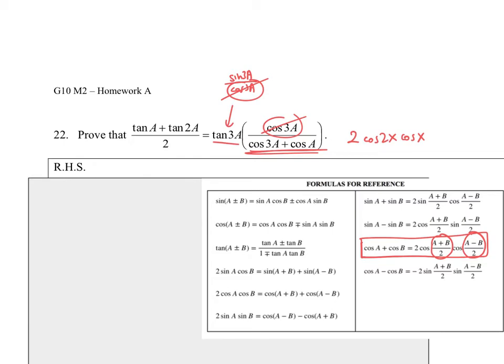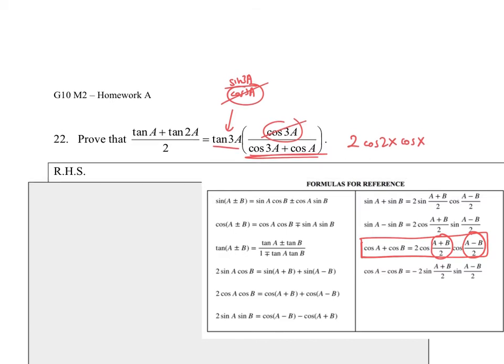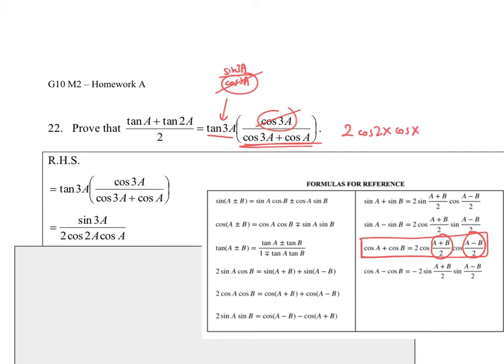So just now I already analyzed to you the right hand side. You can see that the tangent 3a and the cosine 3a can be simplified. So it is this step, right? You can get sine 3a, and then on the denominator you get cosine 2a cosine a. At this point you may not know what's happening, so now you can look at the left hand side.